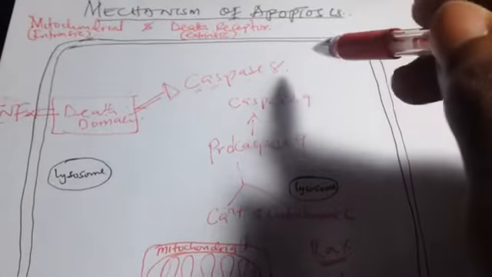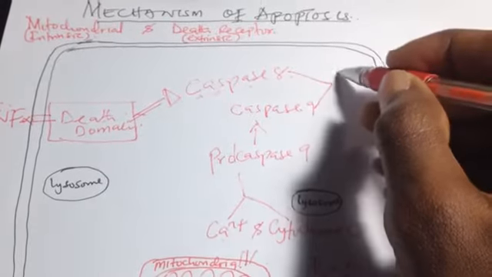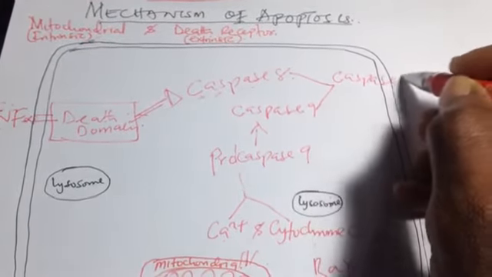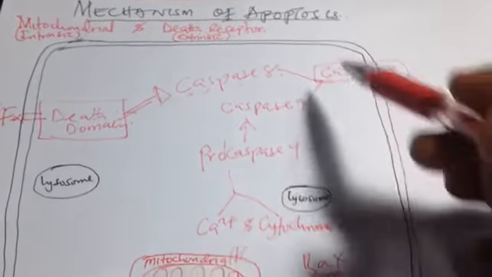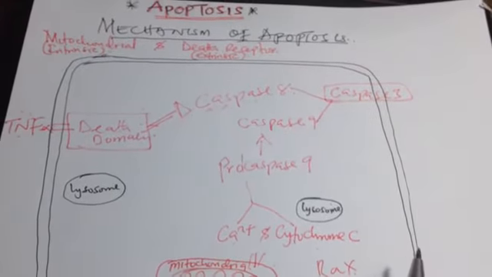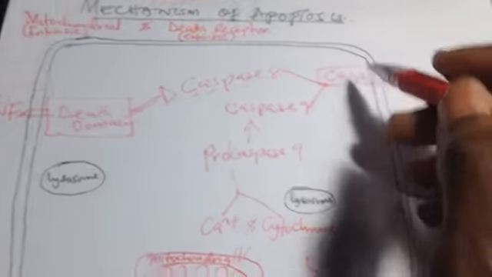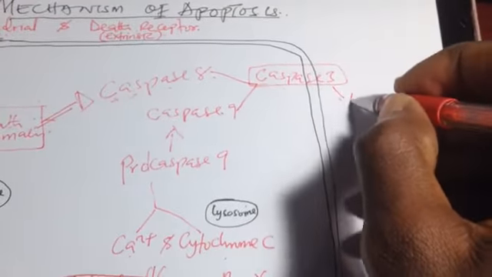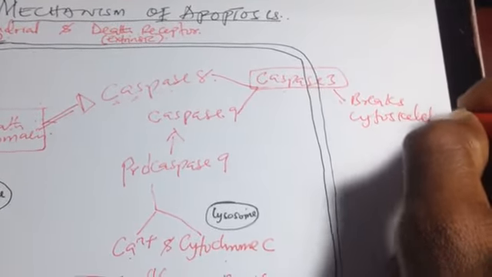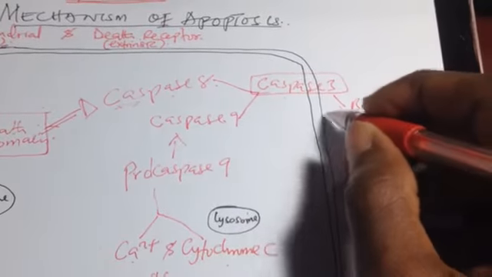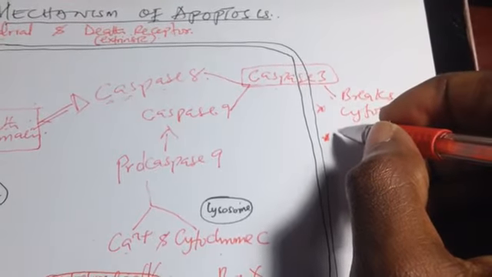So when this cytoskeleton is broken down by caspase 3, in both pathways, caspase 3 is activated, right? Then this caspase 3 will cleave the cytoskeleton of the cell. That is called the execution phase. So it is doing two functions. Number one, it breaks the cytoskeleton, and number two, it also breaks the nucleus.